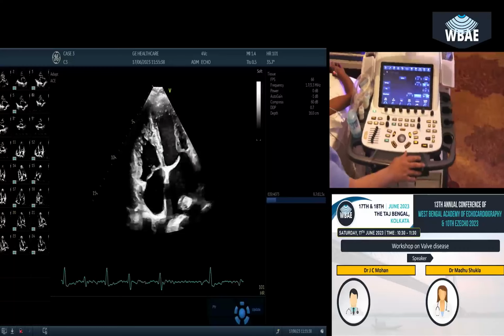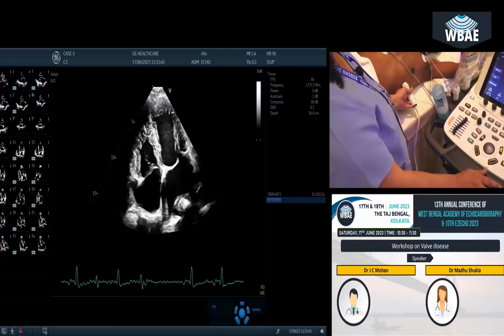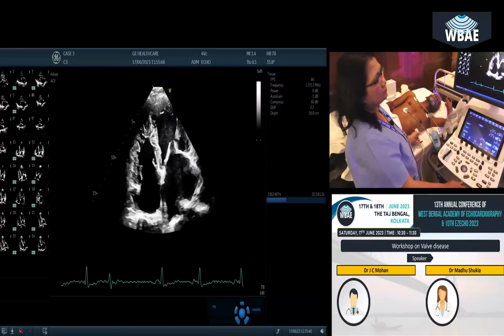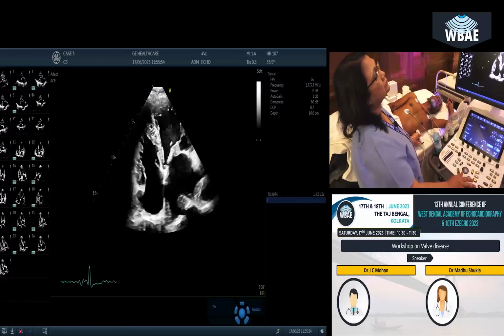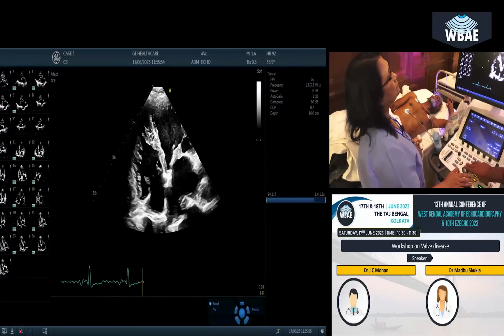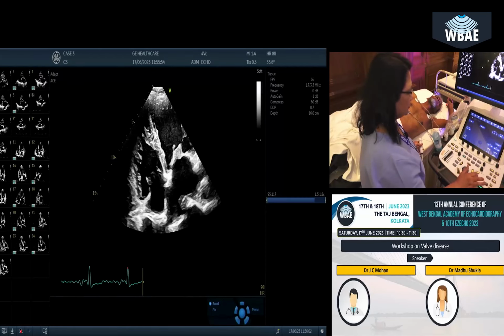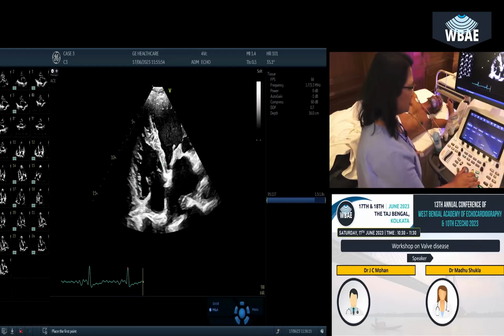If the RV is the same size or bigger, you need to have 2D measurements, and there are three measurements. Can you measure the base, mid and long axis? Madhu, just freeze it. In diastole. Okay, correct. And she will measure at the base, 2D measurement. So remember, you are not measuring the tricuspid annulus. You are just above it. I think you have to be slightly lower, slightly lower towards the tricuspid valve.